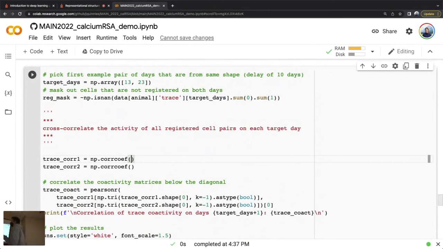And the way that you can correlate all cells with all other cells from a given day is we could say data animal, so that gives you the data for this animal.